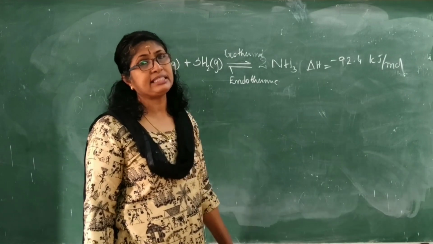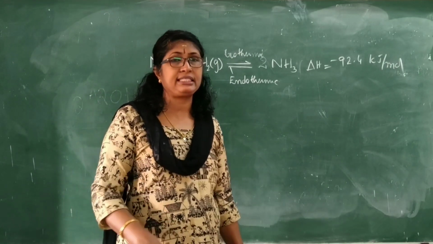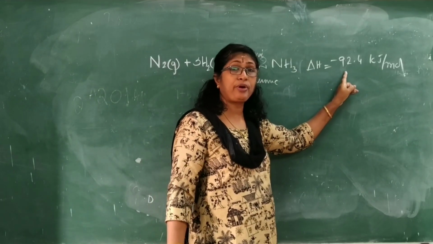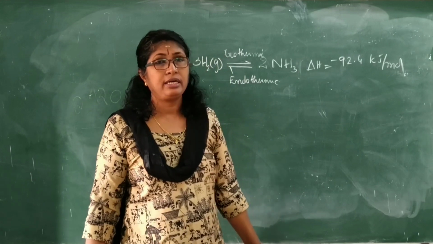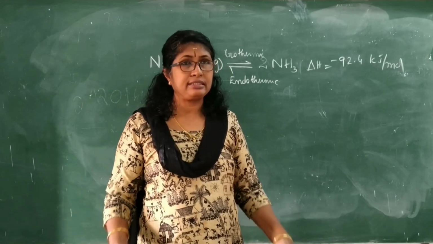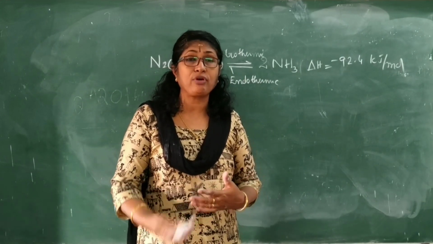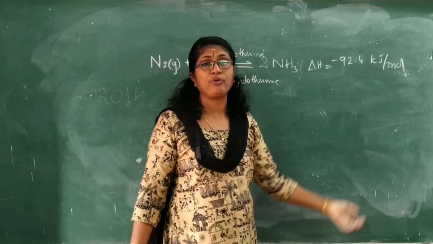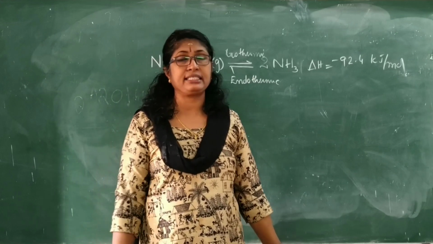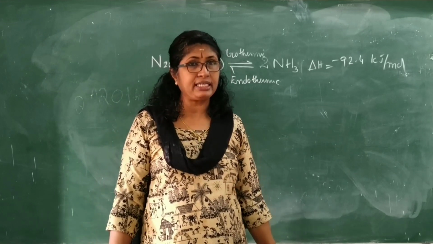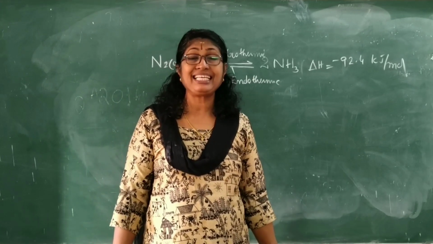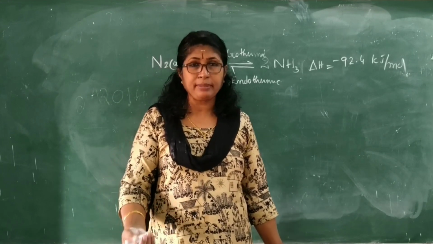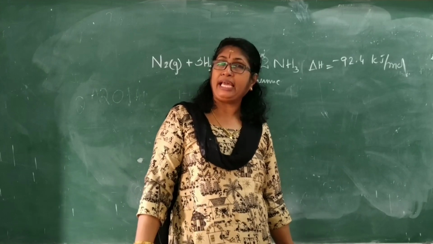If the forward reaction is exothermic and the backward reaction is endothermic, that means, here it is given minus 92.4, it is exothermic. Anywhere the energy change of the forward reaction will be given. Here it is given minus 92.4. That means the forward reaction has an enthalpy change of minus 92.4, so it is exothermic. Then if the forward reaction is exothermic, the backward reaction will be endothermic.